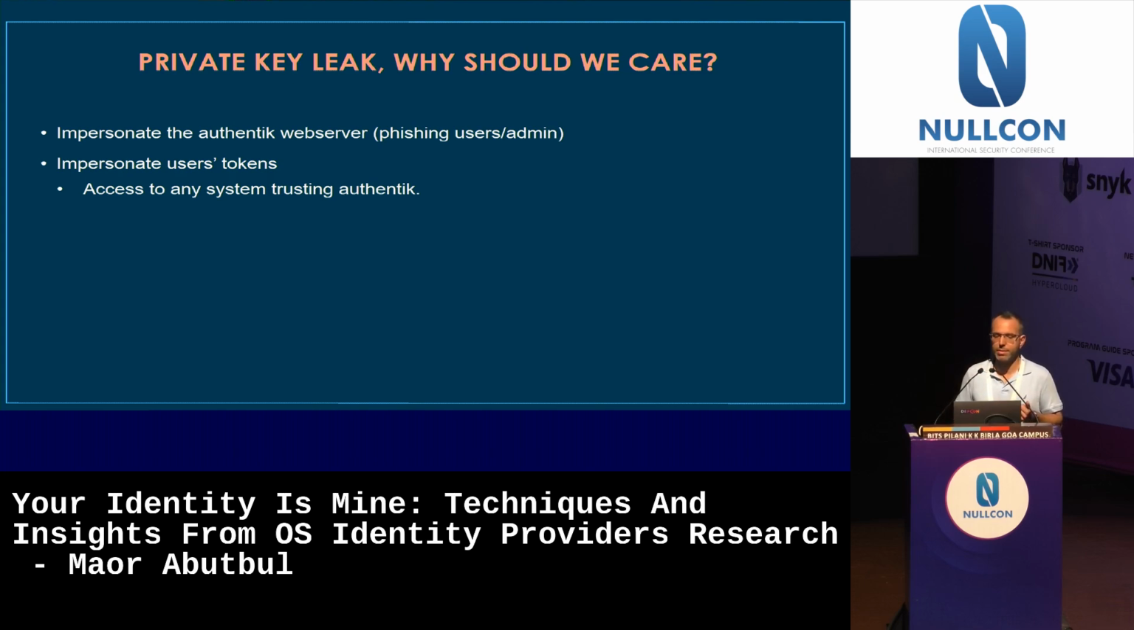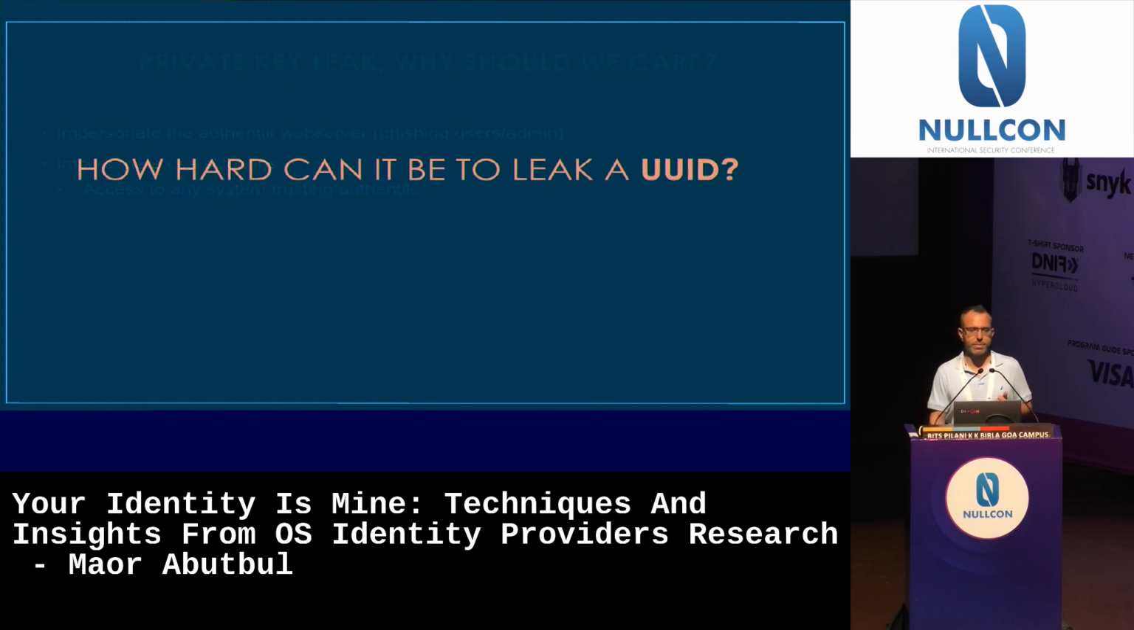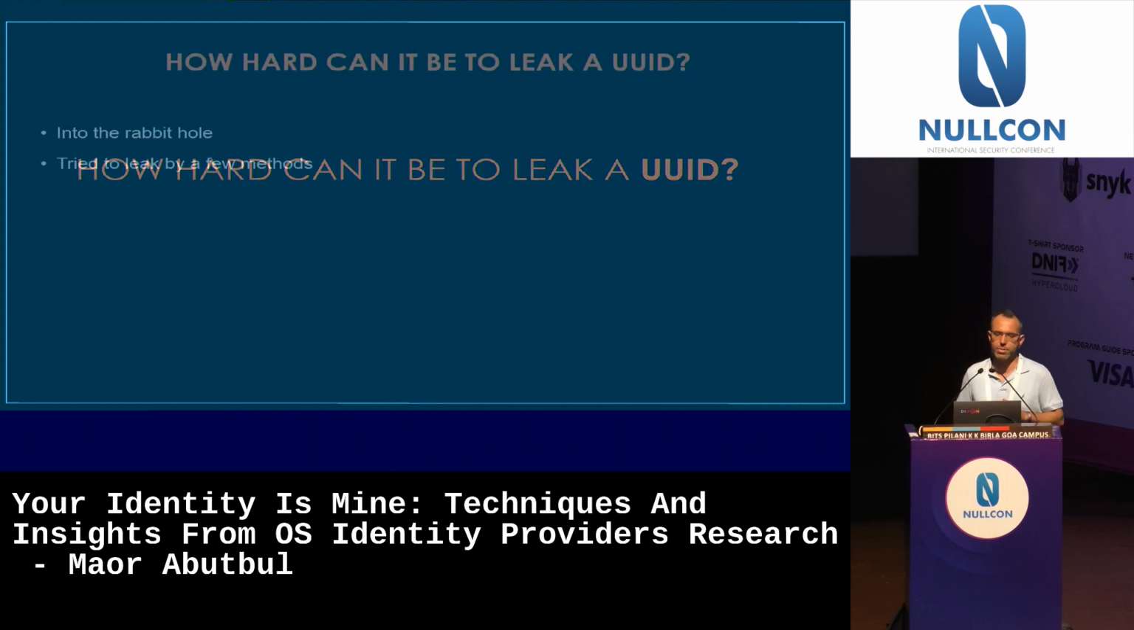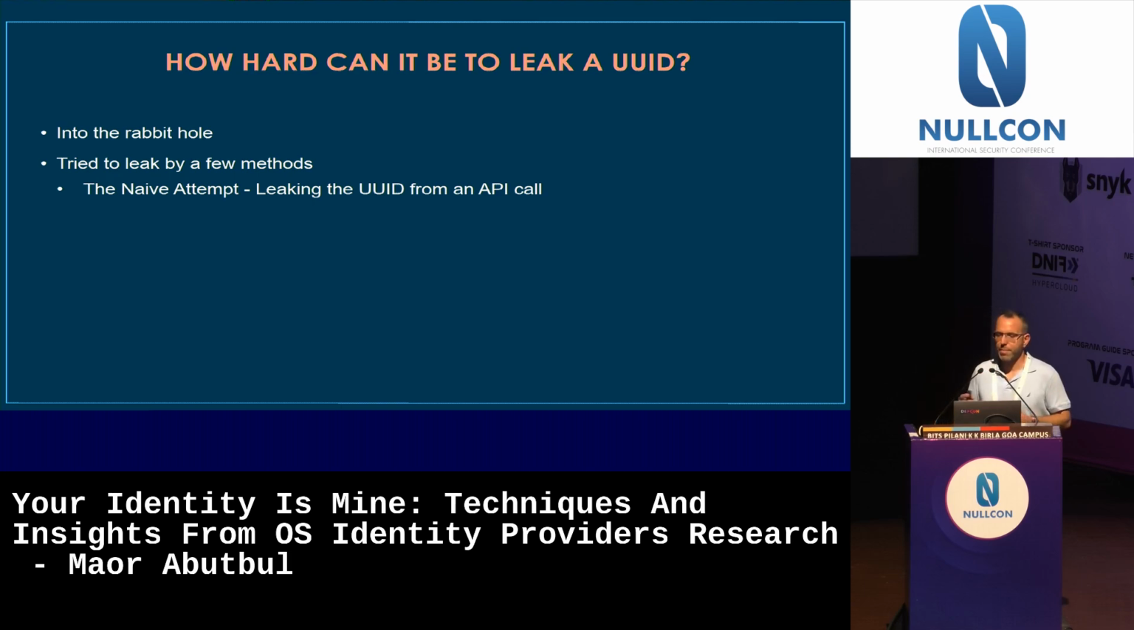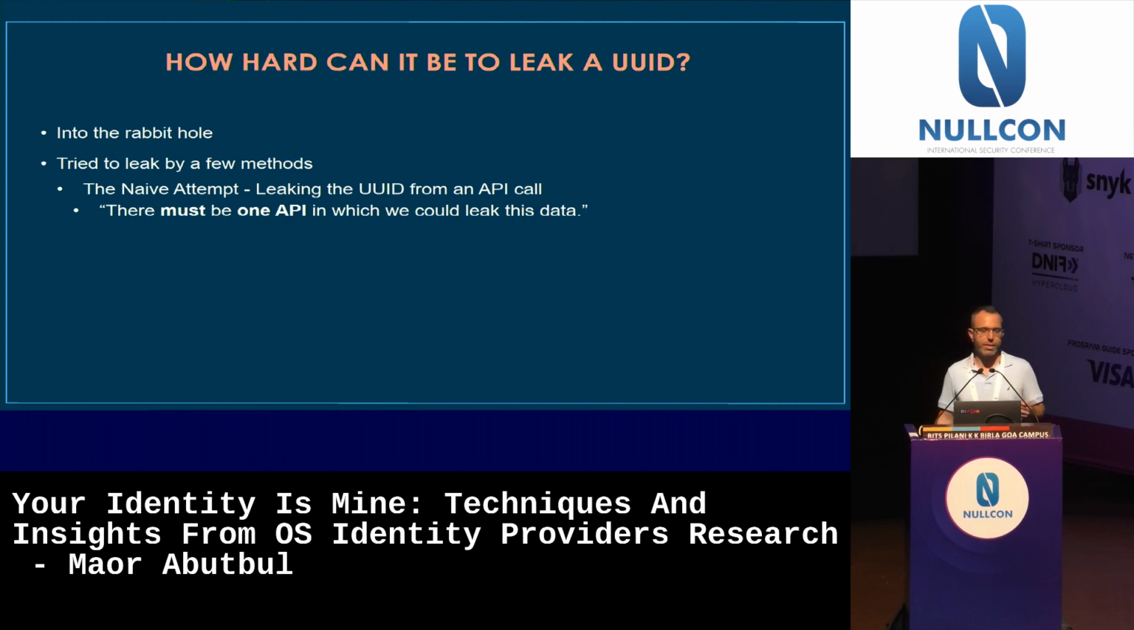So with our motivation set, we were thinking, how hard can it be to leak a UUID? This question took us into a rabbit hole. At this part of the research, we already knew there are many API endpoints and paths, and we noticed that some API calls are leaking some internal UUIDs. So we speculated there must be one API in which we could leak this data. We were looking for direct leaks from the API itself. We requested each API in the specification, but this attempt failed.